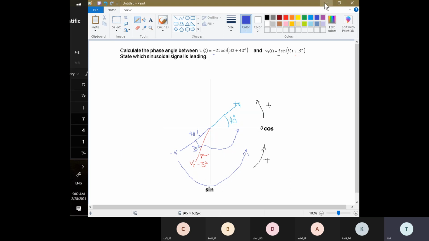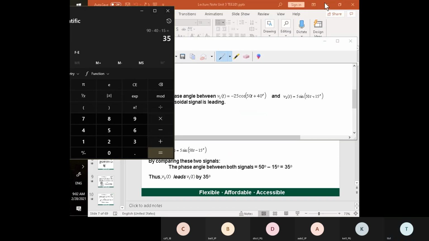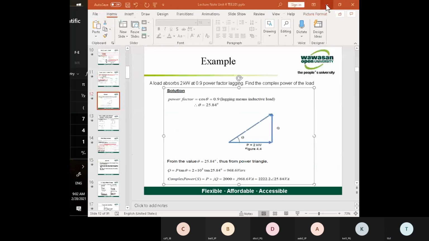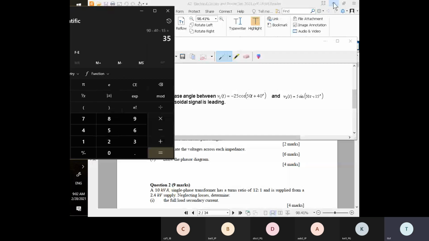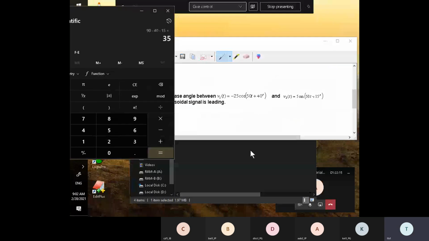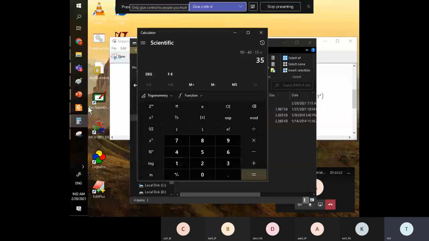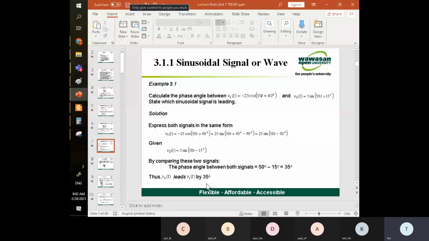So if you look at the answer again, you need 3. So V2 leads V1 by 30 degree, 35 degree. This is how it comes from, right? So you can use this method.